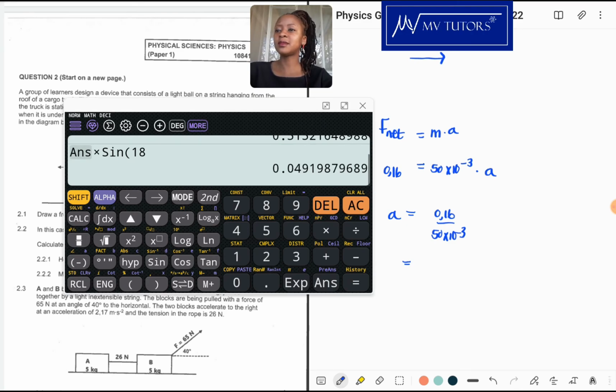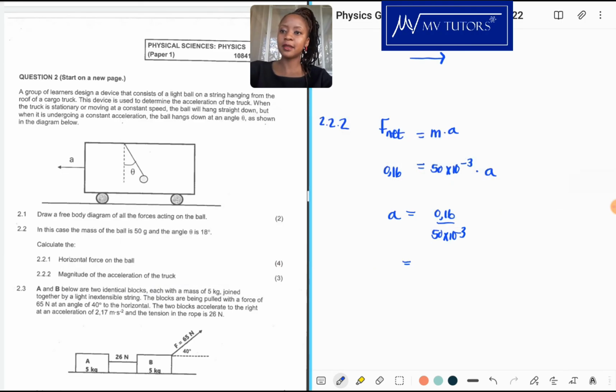Oh no. What did I do? Okay, sine 18. Okay, there we go. So now our answer, we are going to divide it by 0.05. So our acceleration is 3.18. Okay, 3.18 meters. Remember, it's per second squared when we do acceleration.